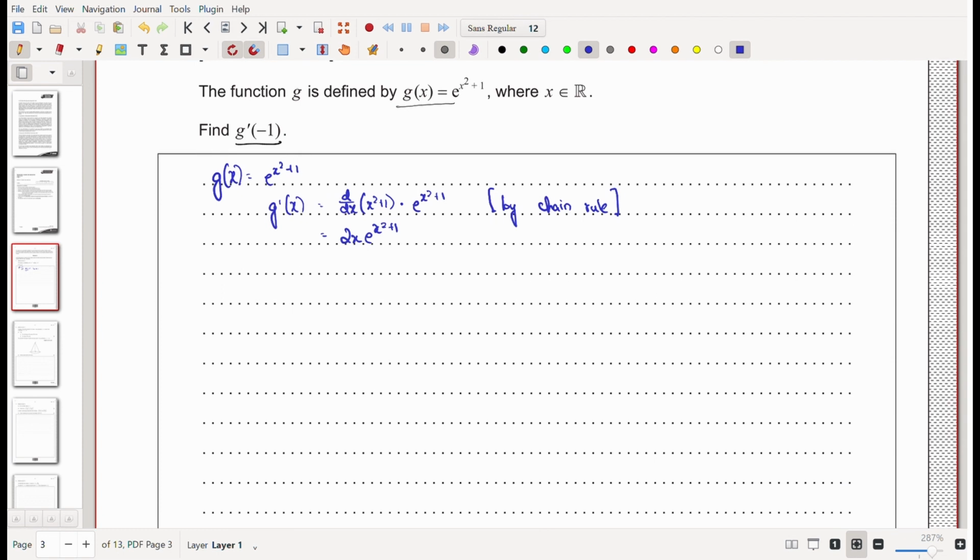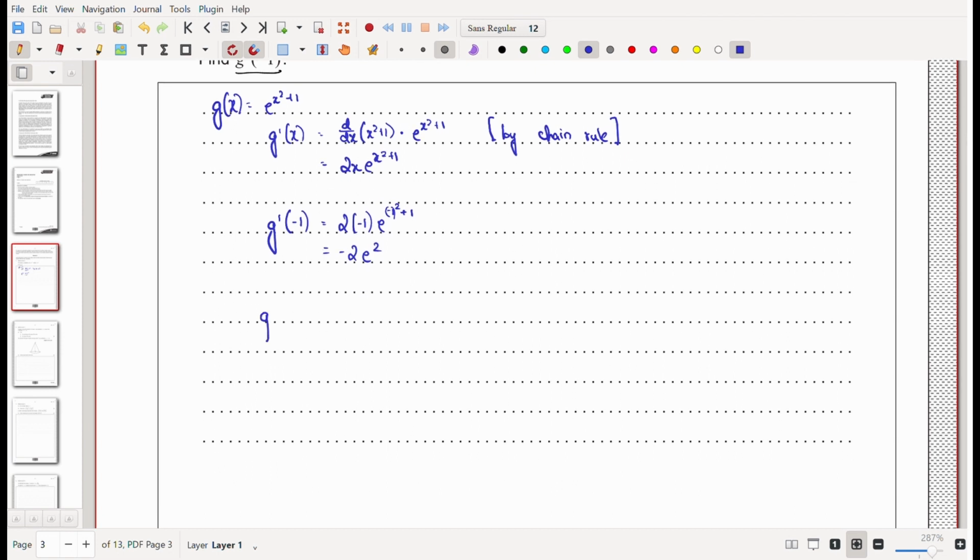So since that is g dash of x, now we can solve for g dash of minus 1, which is 2 times minus 1 e power minus 1 whole squared plus 1, which is equal to minus 2 e power 2. So g dash of minus 1 is equal to minus 2 e squared. Perfect.